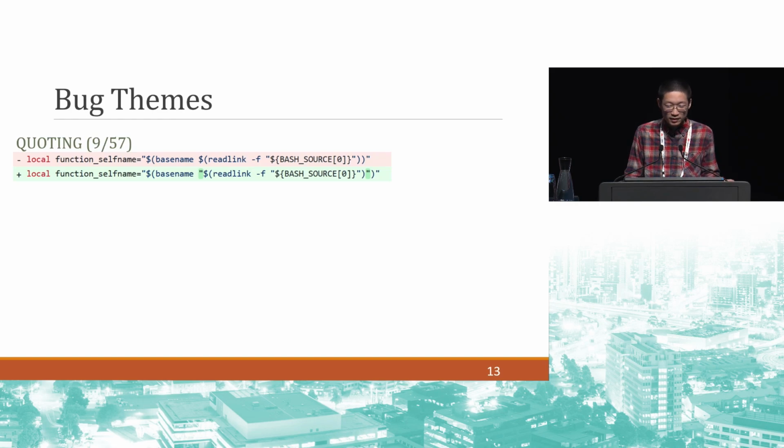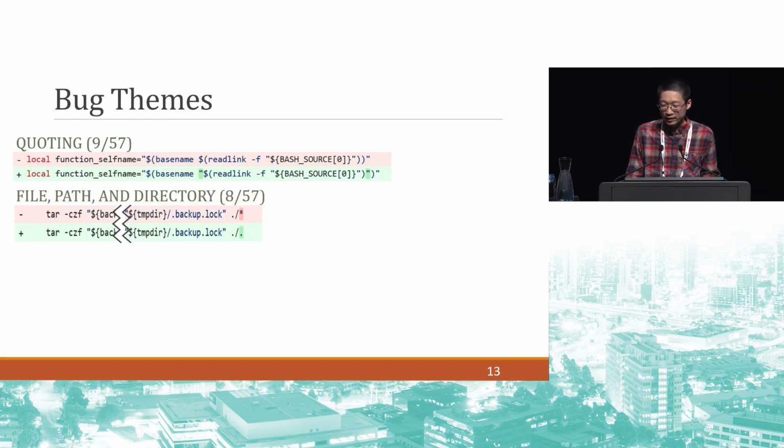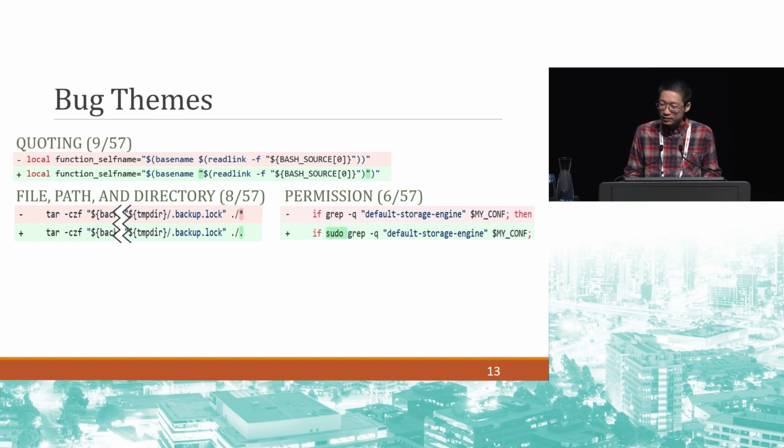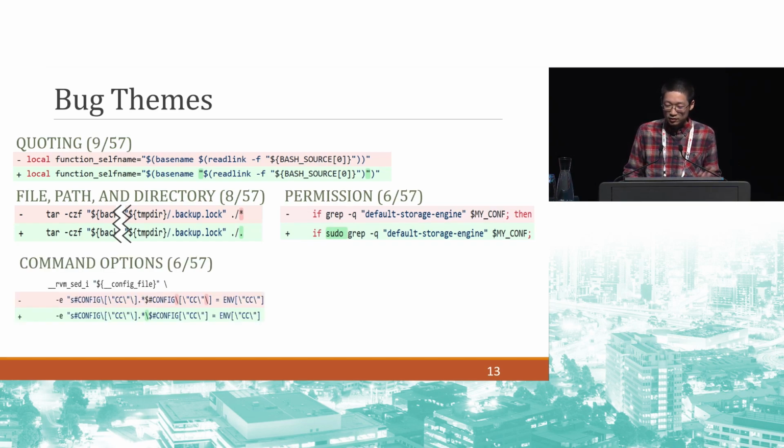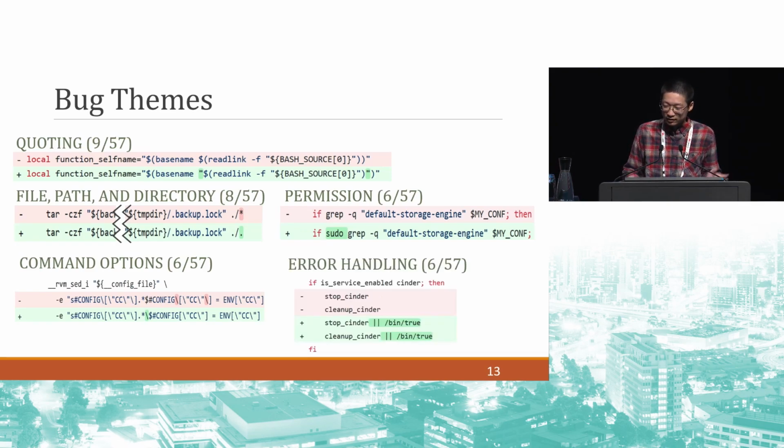5 out of 57 were coding bugs. 8 out of 57 were related to files, path, directories. 6 out of 57 were from permissions. 6 were command options, and then 6 from error handling. We hope that these themes can help focus future research on bash scripts.